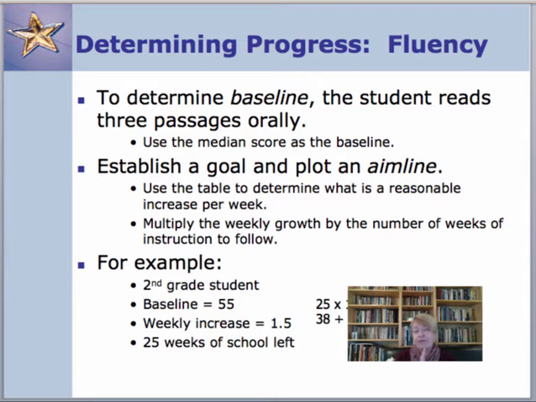So you see we're increasing from 55 to 93, and we would draw a goal line from that 55 to 93. Now each week we can give probes. It's the same kind of probes, reading 3 passages orally or reading a passage orally. Get a score for the student and plot that on our graph. And then we're comparing the student's rate of growth, whatever that might be, to that line of projected growth if everything is working well.